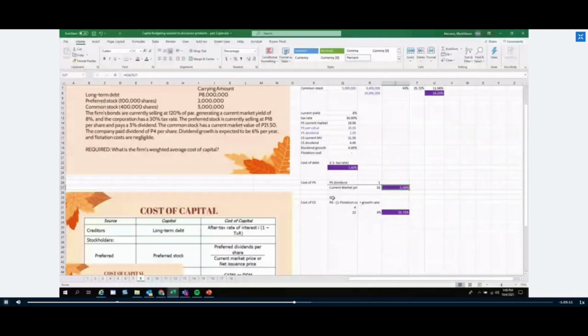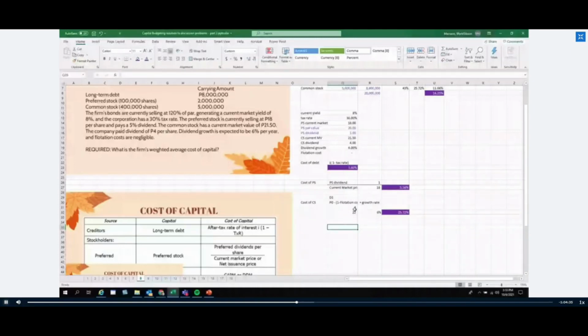So again, sabi dyan, D sub 0 divided by P sub 0 less the flotation cost, or 1 minus the flotation cost, plus the growth rate. No? So isa-isa ulit natin yung dividend ng common stock. So sabi natin D sub 1, pag D sub 1 is the dividend next period. Meron ka ngayong par value, meron kang dividend ngayon na 4. Sabi 'di ba dividend growth is 6%. So 4 multiplied by 1.06.